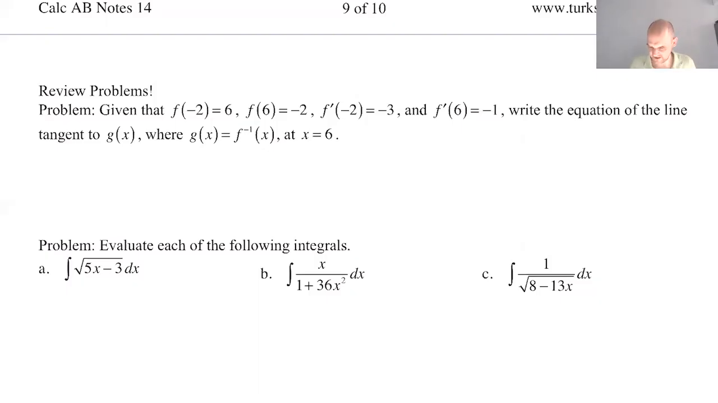All right, we're back. We're on page 10 of notes 14 of Calc AB. We're just doing review problems. Do they have anything to do with what we just did? I don't know, maybe, but it actually kind of doesn't look like it.